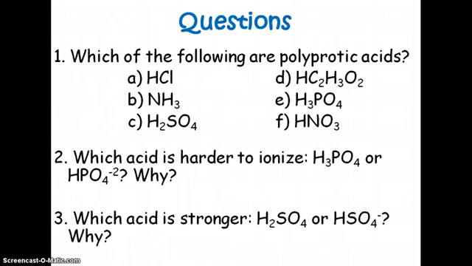All right, so which of the following are polyprotic acids? All right, a second to think about it. Hopefully you said C and E. So you see the H's in the front. All right, NH3 is a base, so that's not a good choice. This one, only this H can be removed. And strong acid, but they only have one proton.